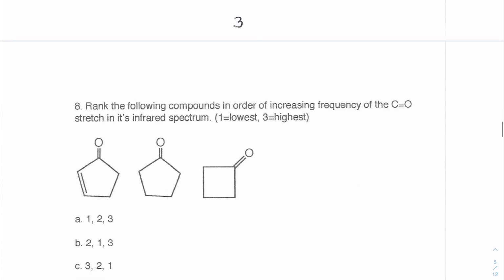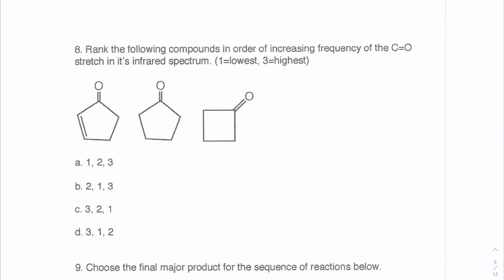For number 8, rank the following compounds in order of increasing frequency in the C double bond O stretch in its infrared spectrum. So looking at that question, always when they're asking about frequency and infrared spectrum, what I like to do personally is always look at the formula. Energy is equal to Planck's constant times frequency. Using this formula, I know that the higher the frequency, the higher the energy, and the higher the energy, the less stable is a molecule.